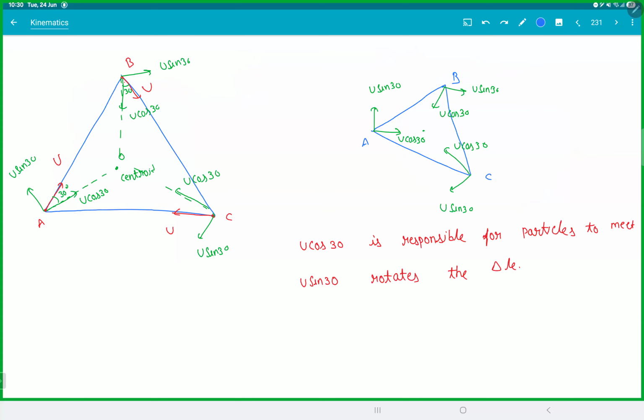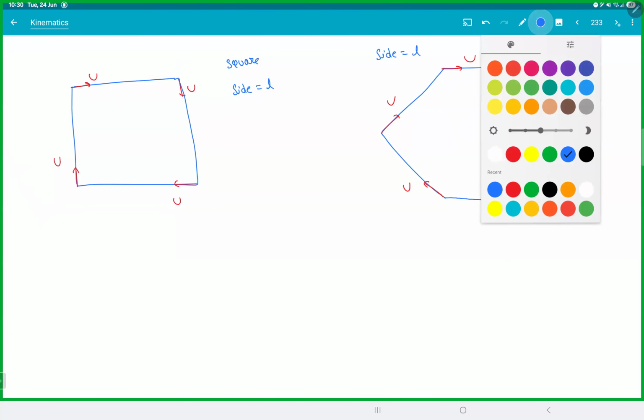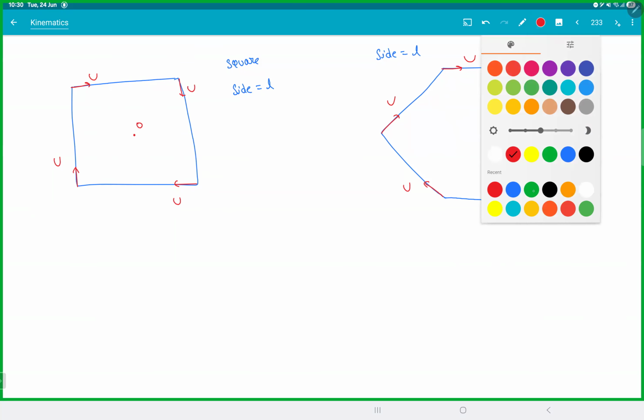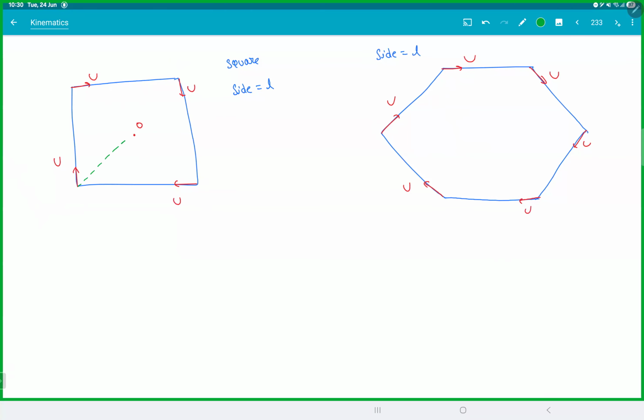Again, remember the story. We know they're going to meet in the center. So resolve the velocities towards the center and perpendicular to the center. The velocity towards the center is responsible for taking you towards the center. So for a square, this is the center. What is this angle? 45.